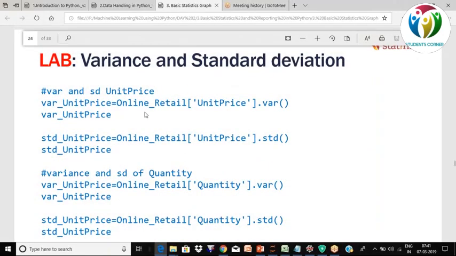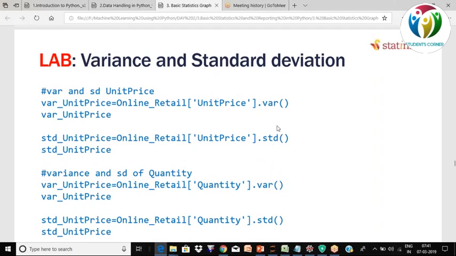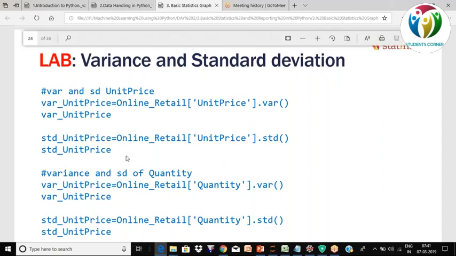Okay, so let's do this. We already have this online retail data. On the unit price, try to compute the variance and standard deviation and let me know how much the variance and standard deviation are on the unit price. Can you all write this code?